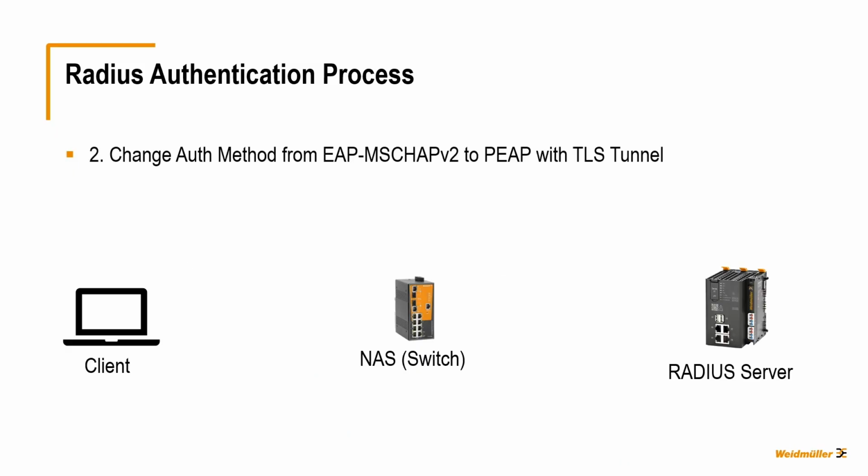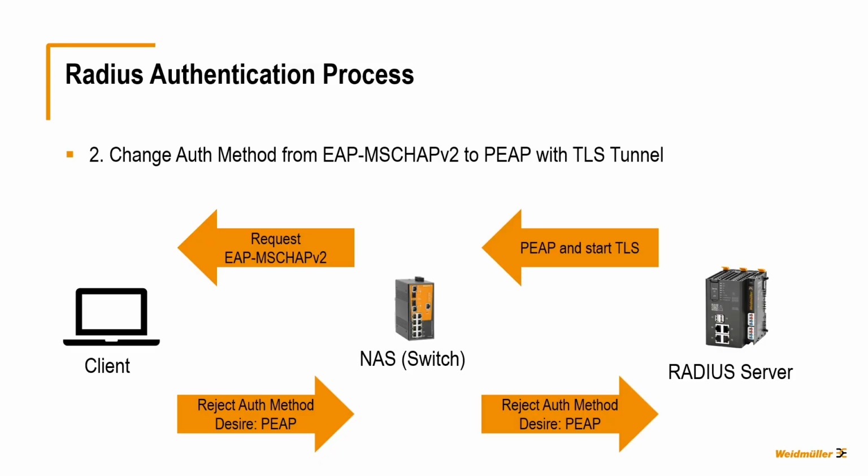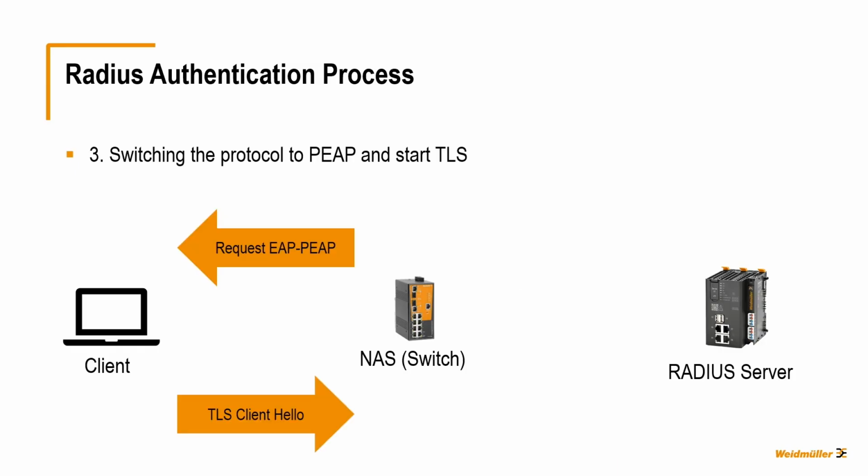In the second step, the network access server sends this challenge to the client, which rejects the auth method because the connection is not protected EAP and desires protected EAP. The switch sends this message to the Redis server and it responds with a PEAP TLS start. In the third step, the switch sends this message to the client and it responds with a client hello.